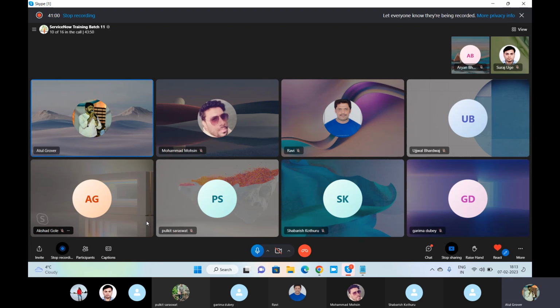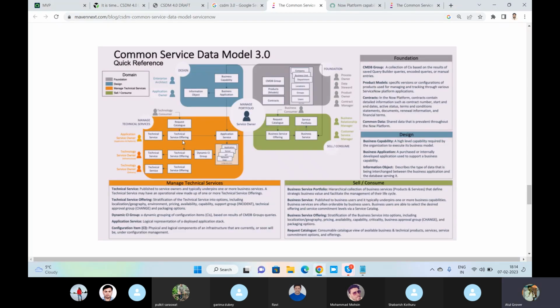Like this training as a service. Can you touch this service? No. But you have the right to say your day 5 training was not good, your day 6 training is not good, day 7 training is not good. This is the logical representation. After this discussion, I'll show you a model to understand how this CSDM model has been built up. So it is a logical representation of a deployed application stack.